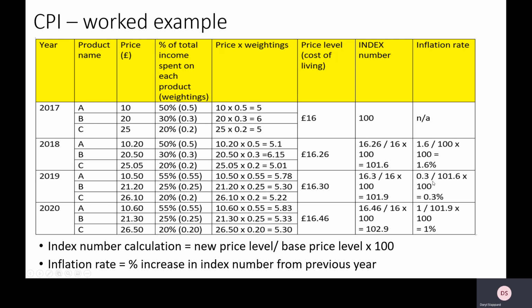In 2019, we would take the growth in the index number. So it's grown from 101.6 to 101.9. It's grown by 0.3. We divide by the previous index number, which is 101.6, multiply it by 100, and see that the inflation rate is 0.3%. In 2020, exactly the same thing again. The index number has grown by 1 from the previous year. We divide it by the index from the previous year, multiply it by 100, and get an inflation rate of 1%. Okay, so you can see that inflation rose the most in 2018 and the least in 2019.